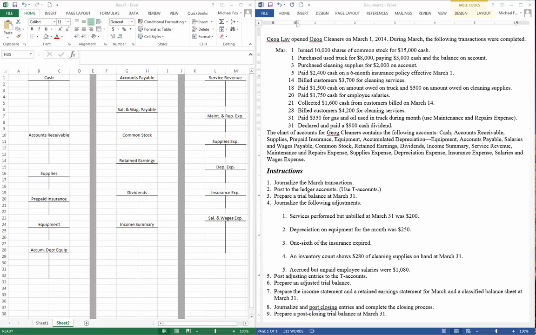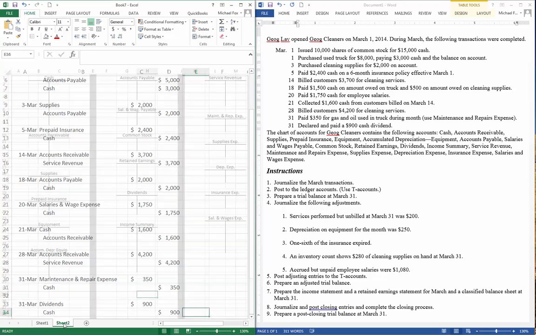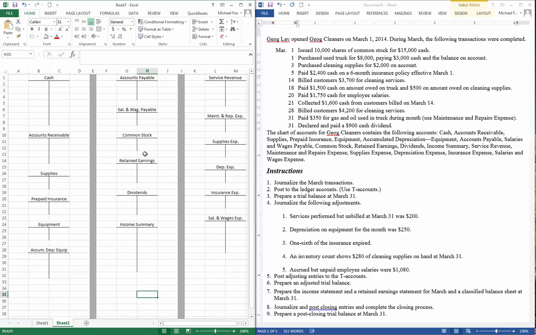All right, through the magic of time-lapse photography, you didn't have to watch me set up all of these T accounts. So, just count yourself lucky. Anyway, the second thing we're doing is posting to a ledger account. That would be all the journal entries we've done over here. We're going to post to the T accounts or the ledgers here.